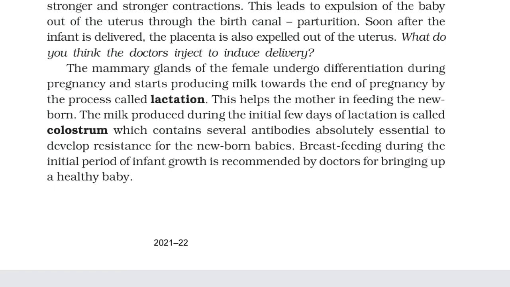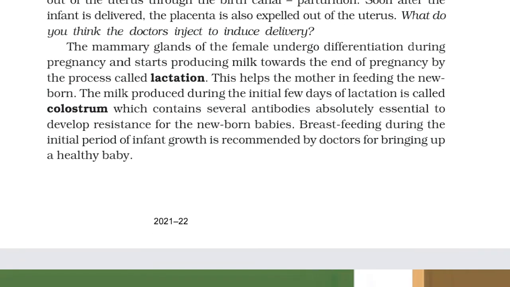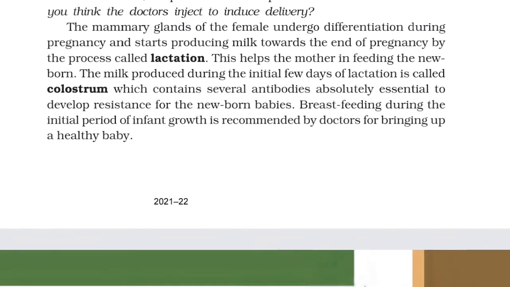The milk produced during the initial few days of lactation is called colostrum, which contains several antibodies absolutely essential to develop resistance for the newborn baby. Breastfeeding during the initial period of infant growth is recommended by doctors for bringing up a healthy baby.